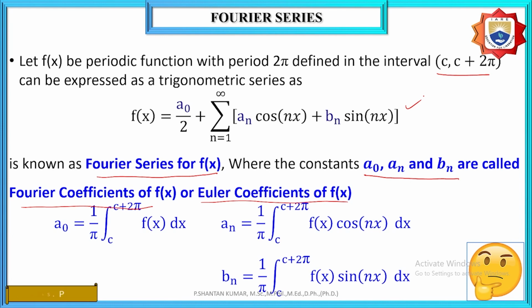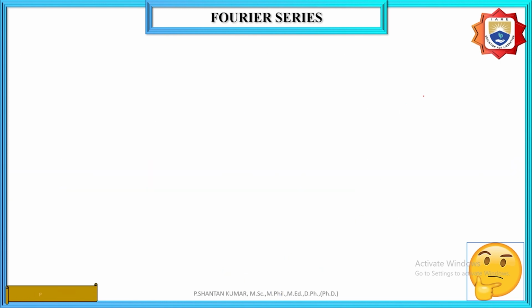And again here, when we replace this, c is equal to 0, the values are 0 to 2 pi, and c is equal to minus pi, the interval limits are minus pi to pi. That means the entire Fourier series is based upon the Euler coefficients formula. For any given series, first we need to find the related Euler's Fourier coefficients, then replace them in the Fourier series.